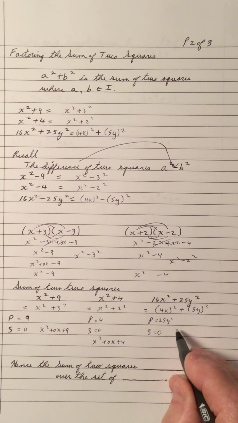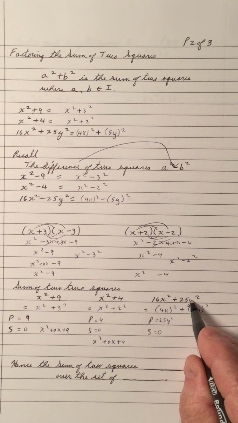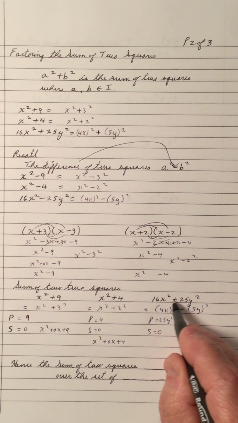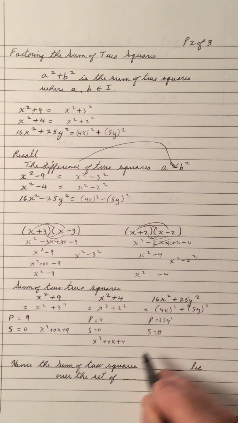So that's a 4x being squared and a 5y. So that's the sum of 2 squares. So the product is on the end, but there's no middle term. There's no xy in the middle. So that means the sum is 0.